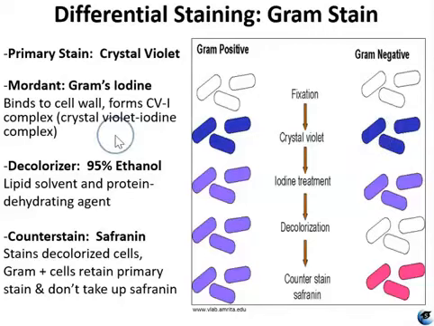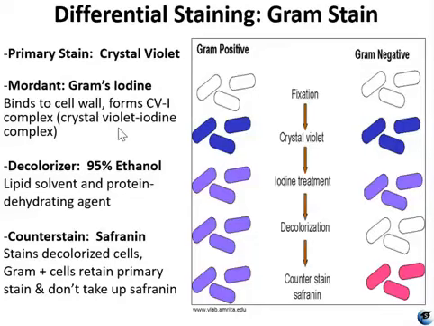Then you have the mordant. The mordant is iodine. Iodine binds to the cell wall, and it will form a crystal violet iodine complex if that thick layer of peptidoglycan is there. If that thick layer of peptidoglycan is there, the iodine will anchor the crystal violet to that peptidoglycan. The decolorizer is 95% ethanol. So if that large peptidoglycan layer is absent, the decolorizer will remove the crystal violet from the cells.